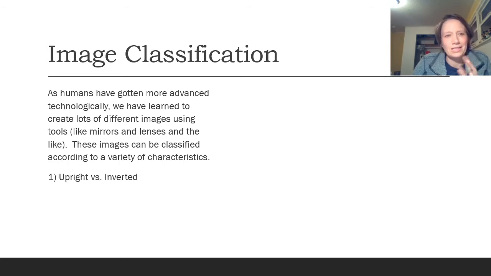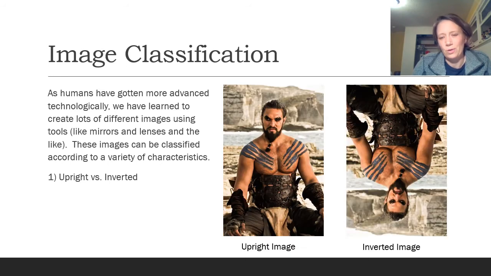The first type of image classification is called upright versus inverted. So I'm tired of looking at bananas. Let's put Khal Drogo out there. That's an upright image. And an inverted image, of course, is upside down.